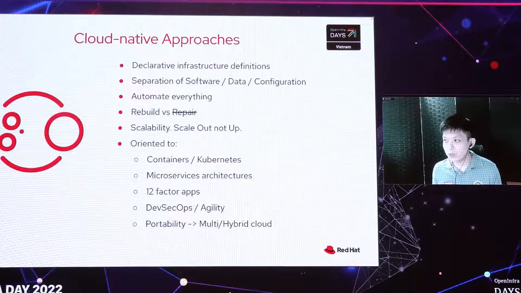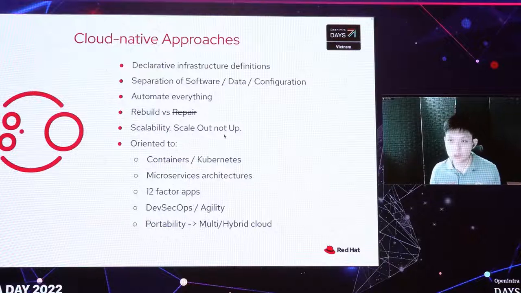It should really be declarative infrastructure definitions, not very different from how we typically do things in the traditional world. We want to be able to separate software from data and configurations. We want to be able to automate everything. In this case, we talk about not treating things as pets, but as cattle. So rather than trying to repair the whole infrastructure, we want to just rebuild, which can be very easily achieved if we have the GitOps concept built into the whole environment. The whole thing is about how we can scale out and not up.